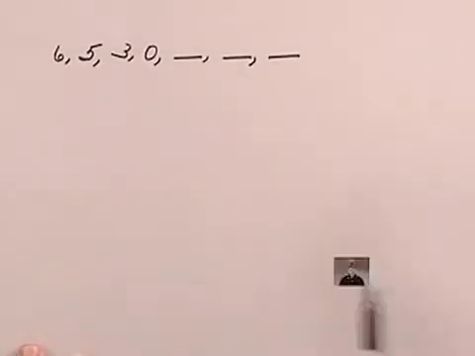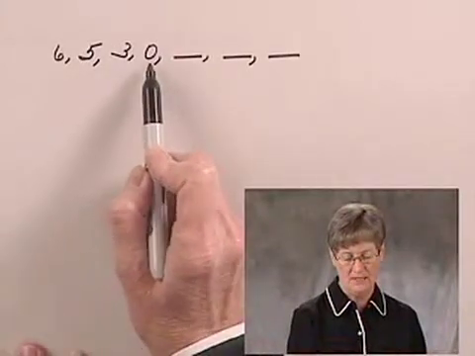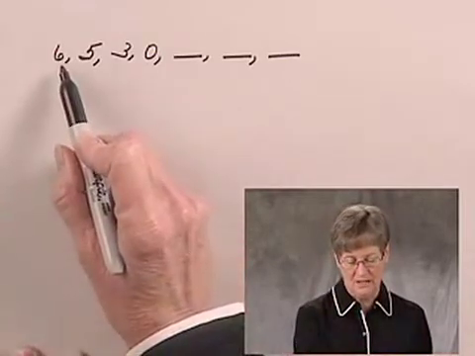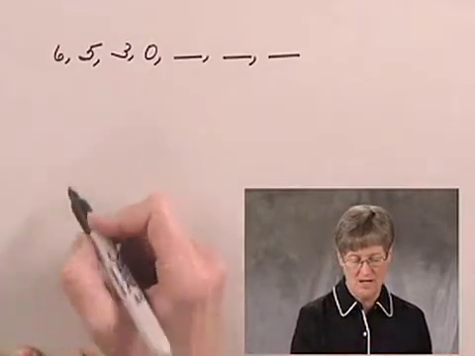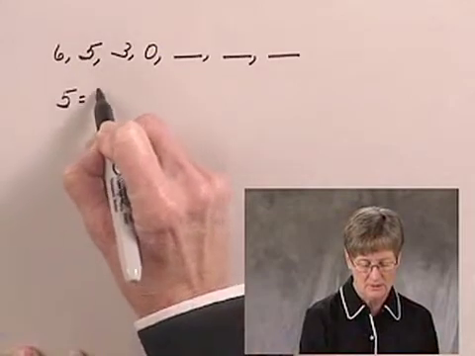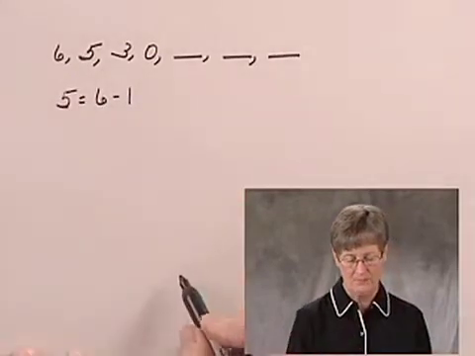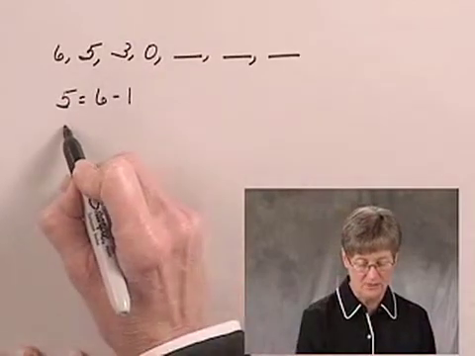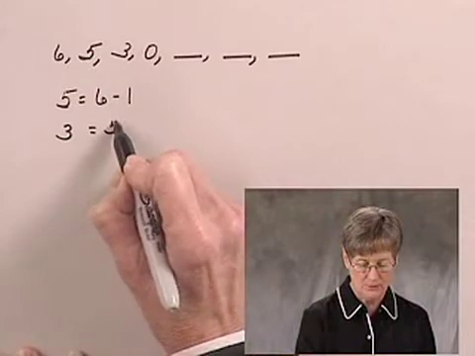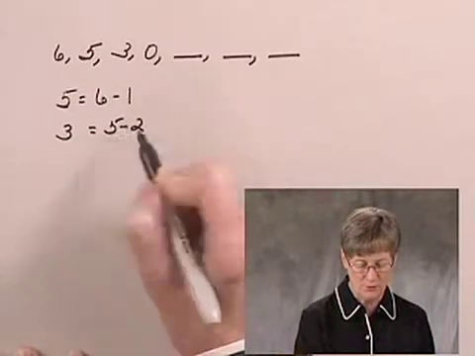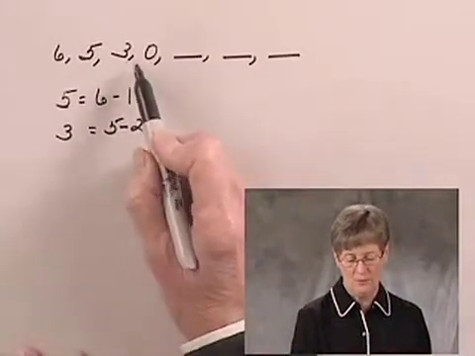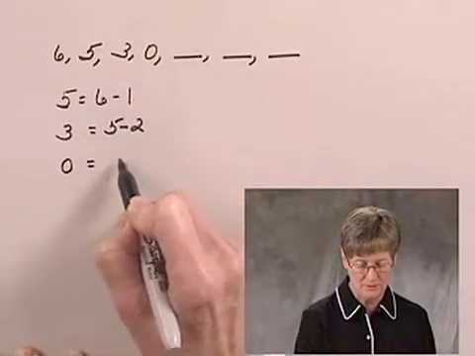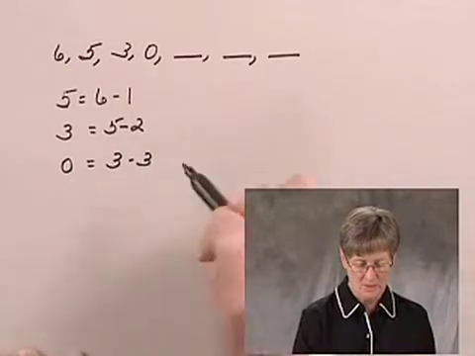The part of the sequence that we're given is 6, 5, 3, 0, and we want to find the next three numbers. So let's just take a look at what we have. To get from 6 to 5, we subtract 1. So 5 is equal to 6 minus 1. Now, going from 5 to 3, we would subtract 2 from 5. So we say that 3 is equal to 5 minus 2. To go from 3 to 0, we subtract 3 from 3. 0 is equal to 3 minus 3.